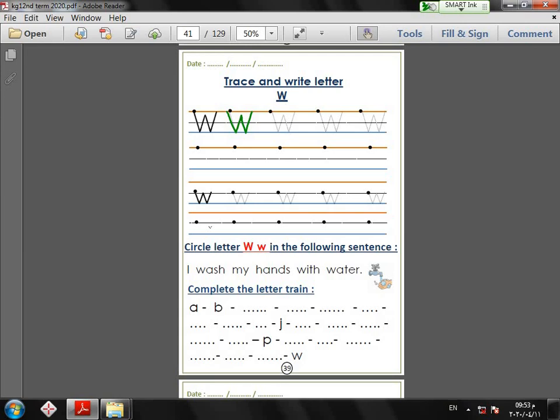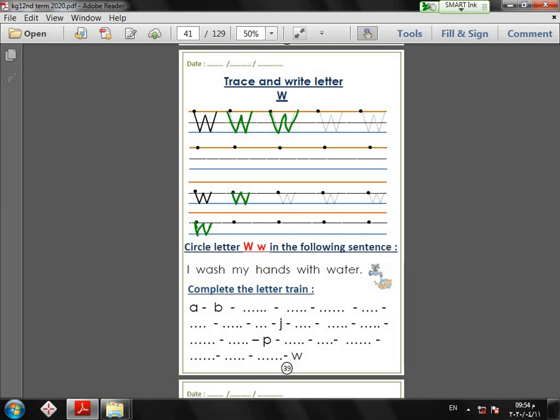Okay, try to trace with me, and please keep your handwriting clear. I want you to write in a very good handwriting. Slide down, slide up, slide down, slide up. And small W. From the starting dot, slide down, slide up, slide down, slide up. We have to trace your dots first and then try to write it by your own. Slide down, slide up, slide down, slide up between two lines. W. The sound of this letter is W.